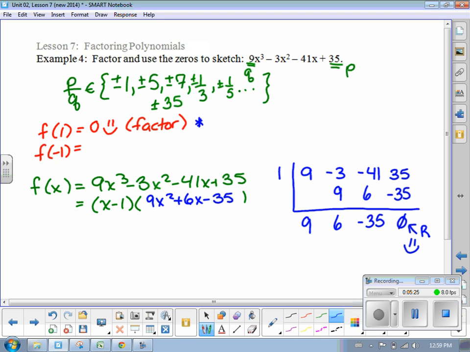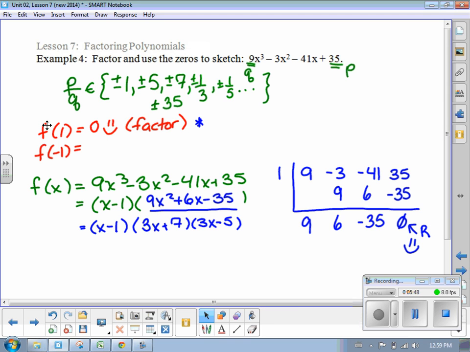So once you get to here, this can be factored using "man" into 3x plus 7 and 3x minus 5. If you need to review that, that's fine. Just remember it's using decomposition and "man", and that's a strategy you do already know. This tells us the locations of all of our zeros. So now we know that there is a 0 at 1, at -7 over 3, and 5 over 3.